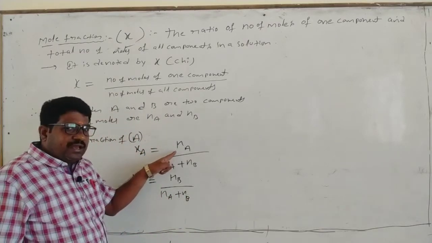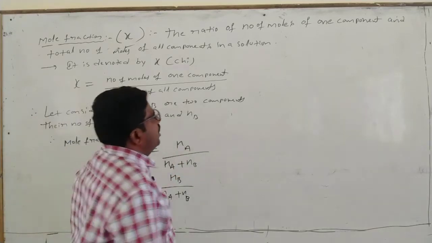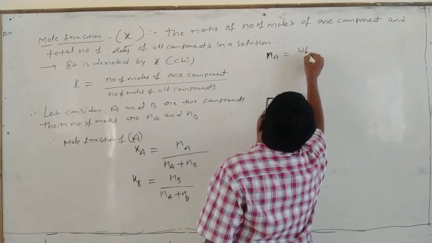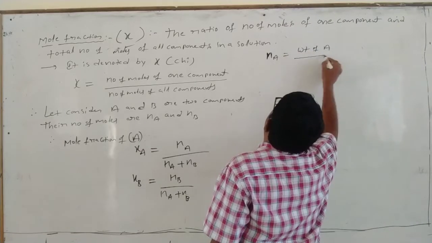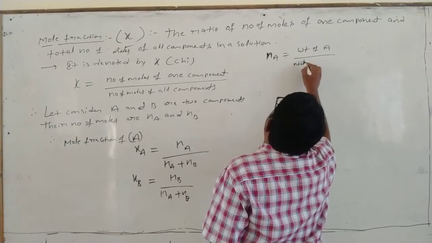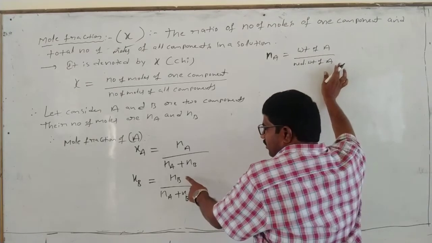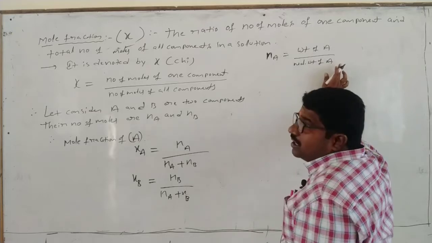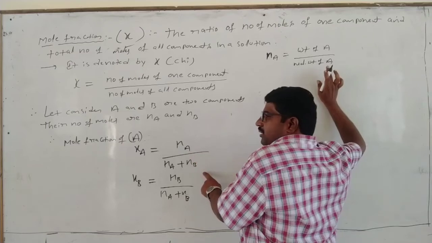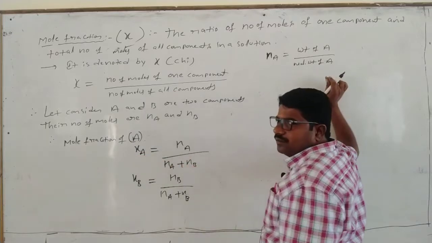But how do we calculate Na? Weight of A and molecular weight of A. So Na is equal to weight of A by molecular weight of A. Nb is weight of B and molecular weight of B. So first you have to calculate Na and Nb. Then you have to calculate chi A.